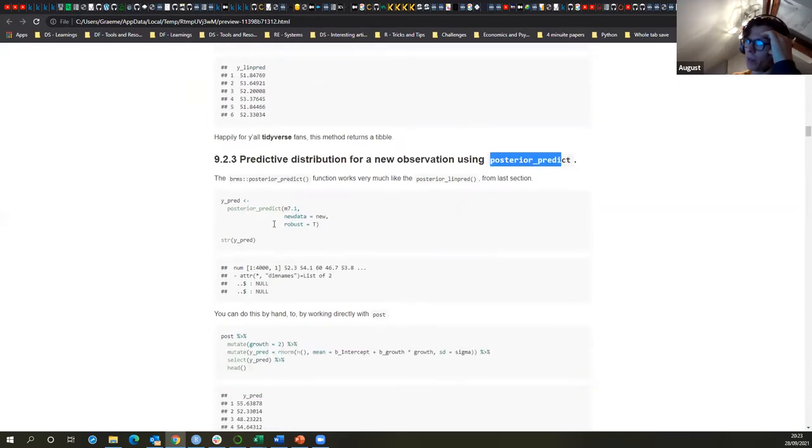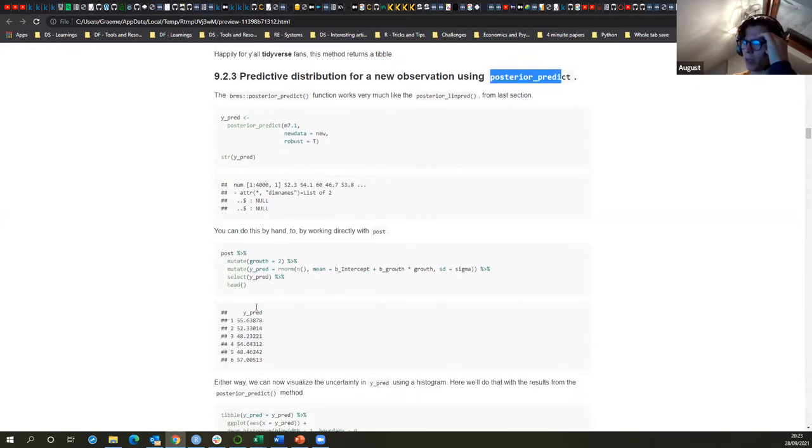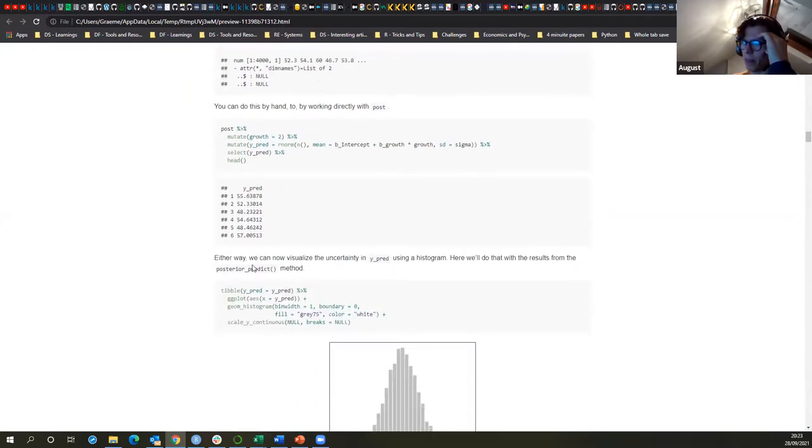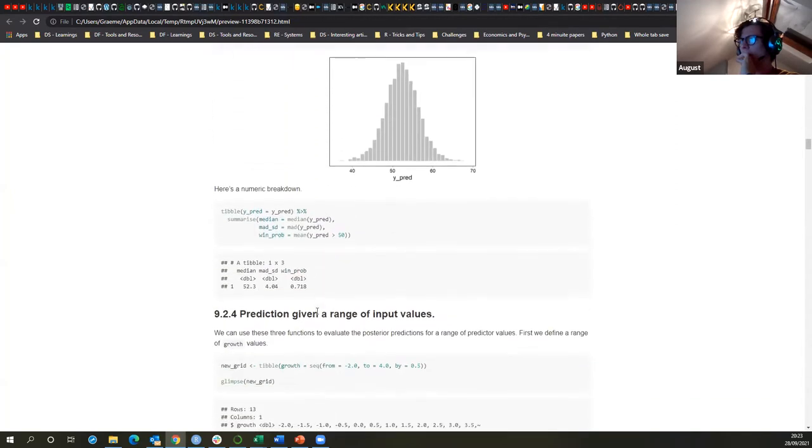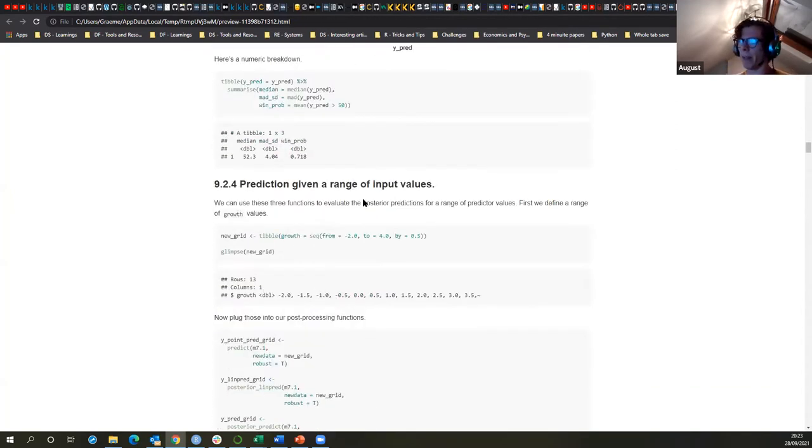Where is it? Posterior pred. There you go. That pulls out that data. And this is when you wrangle it into a data frame. Y pred. Where is the uncertainty? Anyhow, so that's about where we got to last week, wasn't it?